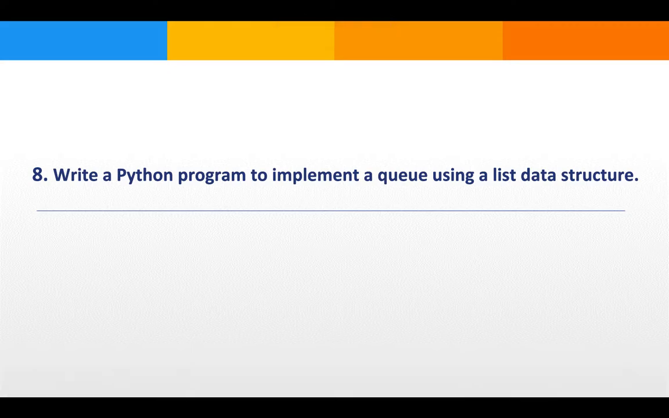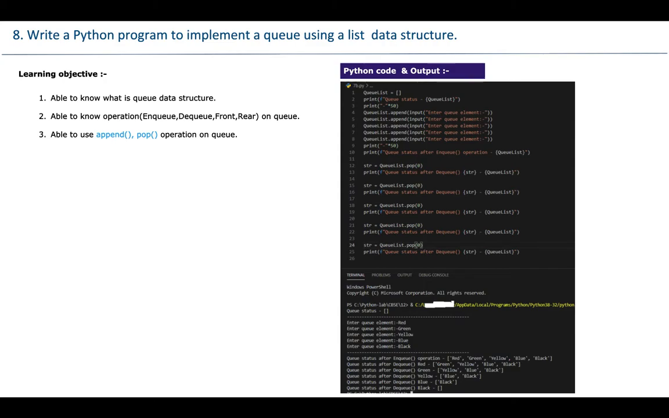In this lesson, I'm going to write a Python program to implement a queue using a list data structure. At the end of this lesson, you will be able to understand what the queue data structure is, know and perform operations on a queue like enqueue or insertion in a queue, dequeue or deletion in a queue, and know what front and rear are in a queue.